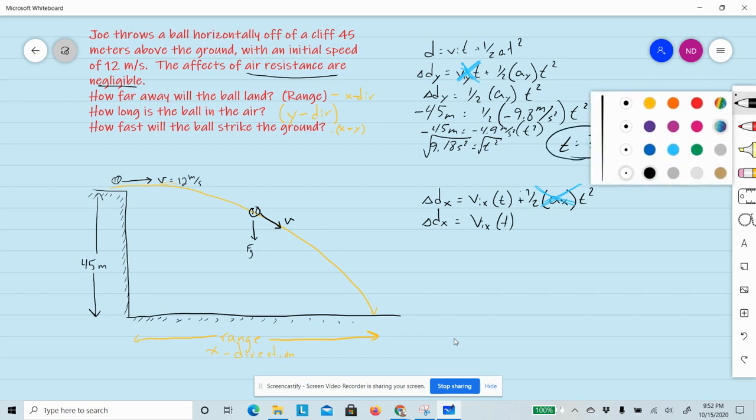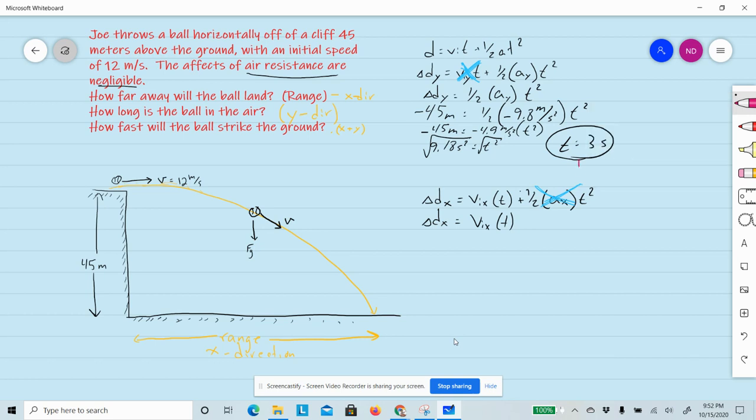Well, that's super, super useful to come over here. How long is the ball going to be in the air? 3 seconds. How far away will it land? Once you have that, now you just come into here.